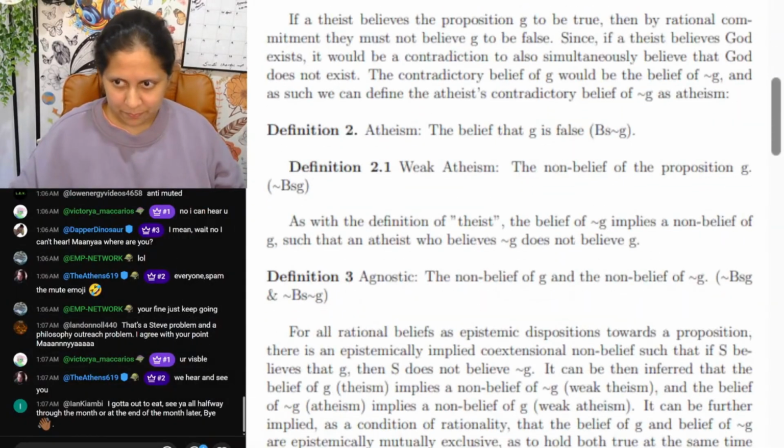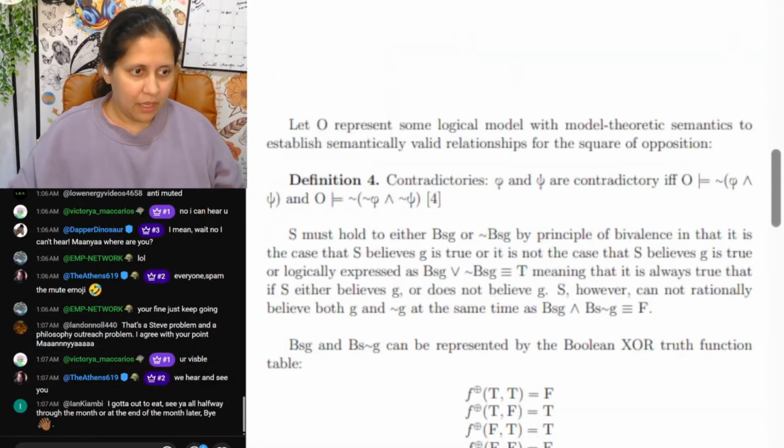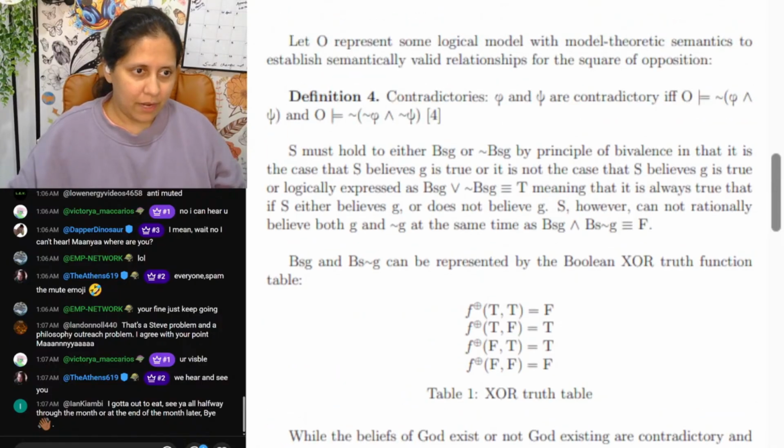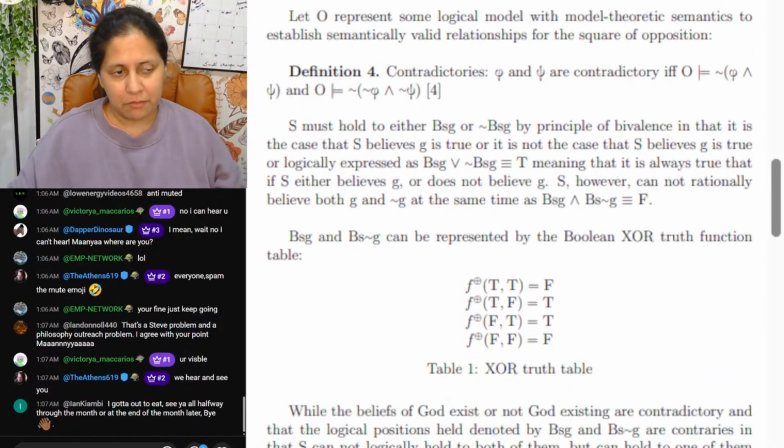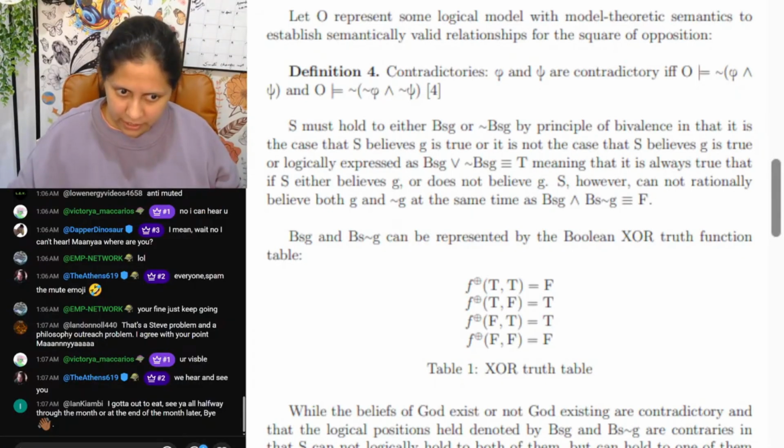All right, so now let's go with this. Over here, the next page starts with definition 4, and it talks about contradictories. Now, it sounds very technical, but it's not that technical. Two positions are contradictory if they cannot both be true and cannot both be false. So that's what contradictories are.